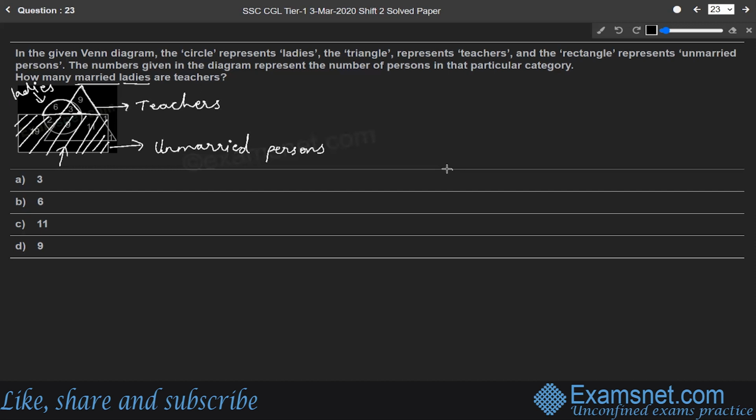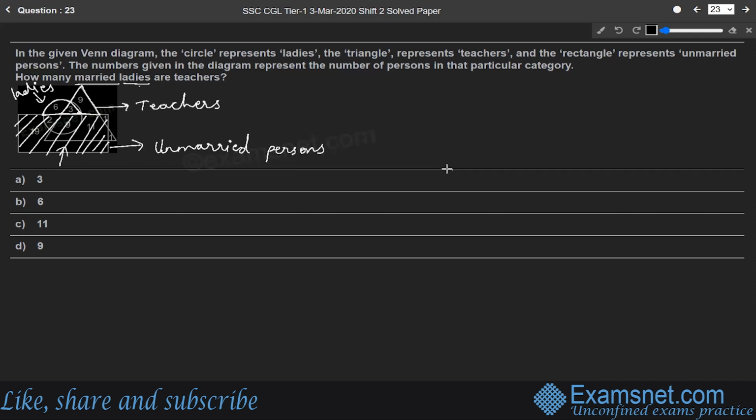So in the circle, there are two numbers, 6 and 3. Both these are the numbers for ladies. And in the triangle also there are two numbers, 3 and 9. Both of these represent teachers. But we want the married ladies who are teachers. It means that to identify this, we need an intersection of the triangle and the circle. Means the required number will lie in the intersection of the triangle and circle.